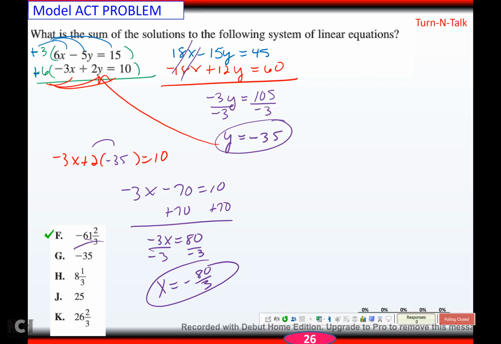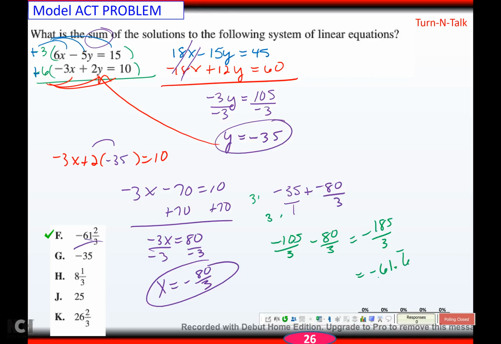Now, where the heck are they getting this from? Well, it says what is the sum of the solutions. So if I do negative 35 plus a negative 80 over 3, and I get a common denominator, which is going to be 3, or use a calculator, times 3 times 3, I get negative 105 over 3 minus 80 over 3, which gives me negative 185 over 3, which gives me negative 61.6 repeating, which is negative 61 and 2/3.